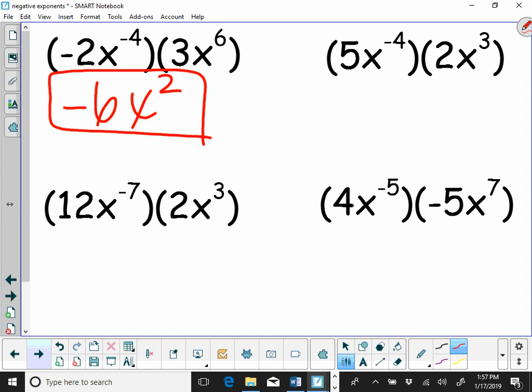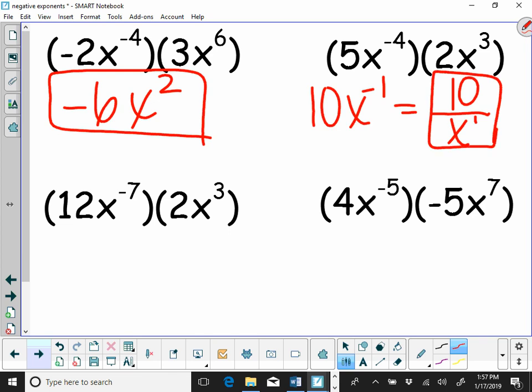Okay? So let's move across. Same rules. Different numbers. 5 times 2. 10. All right, and what is negative 4 plus 3? Okay, so here is your first warning sign. I just stood up here and said a little while ago, you can never leave an exponent as negative. Okay, so where do I need to move that? To the bottom? Did I move the 10? No, so the 10 is going to stay on top, and that x to the first is going to move to the bottom.